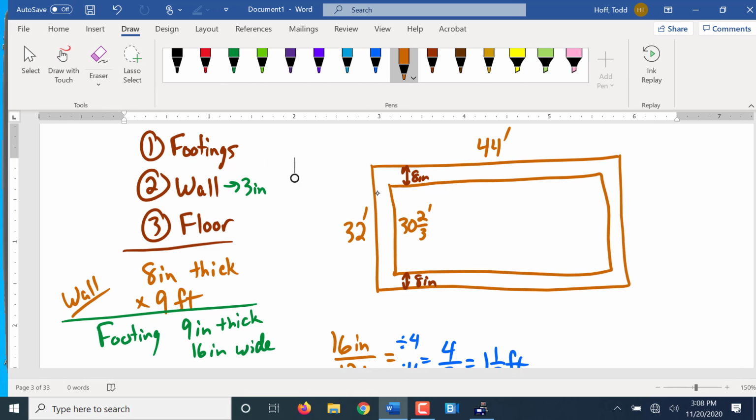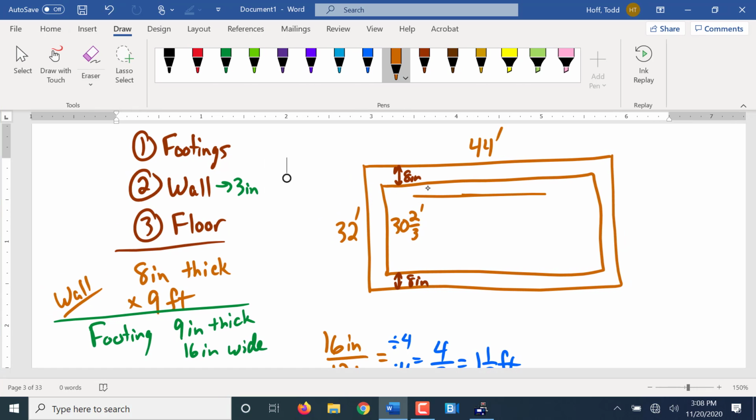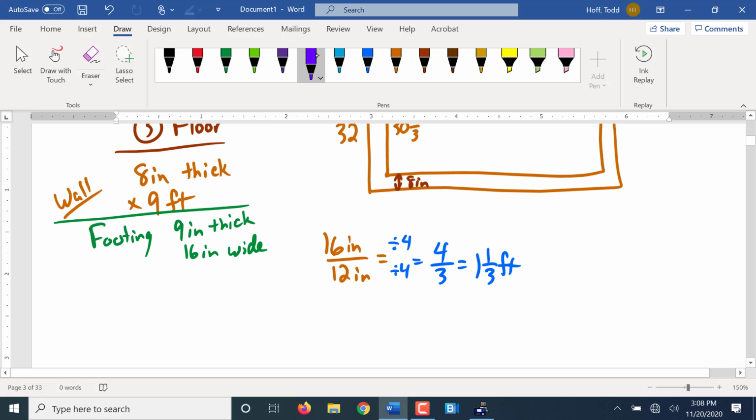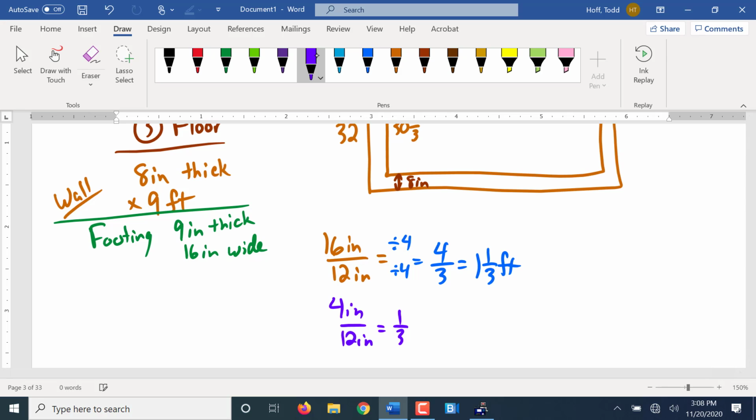What's this dimension here going to be? 42 2/3, yeah. So now the footing has to be twice as wide as the wall. 8-inch thick wall, 16-inch wide footing. So that means the footing has to go 4 inches, or 1/3 of a foot, on either side of the wall.